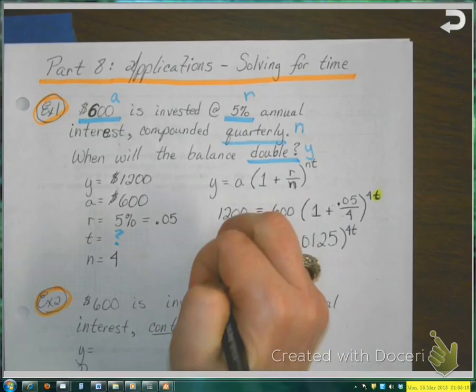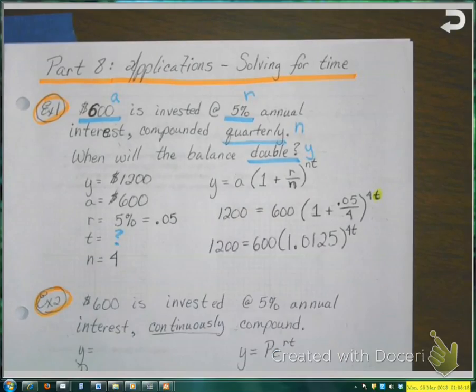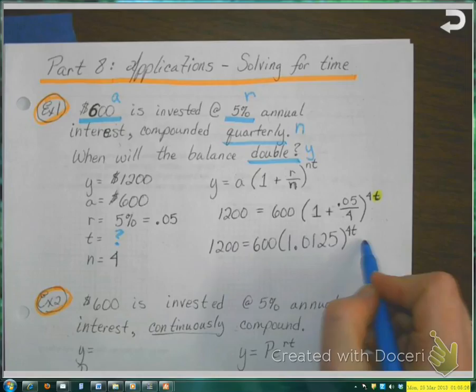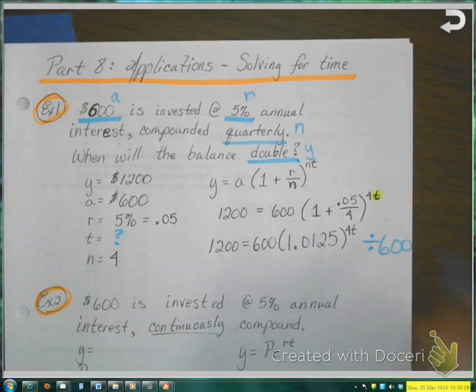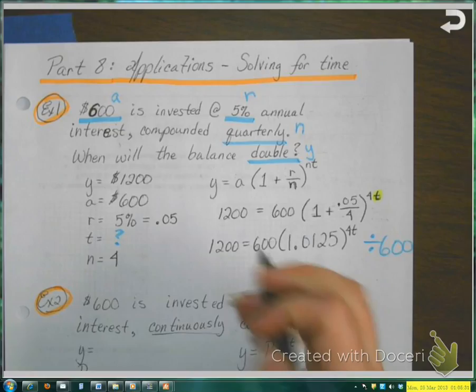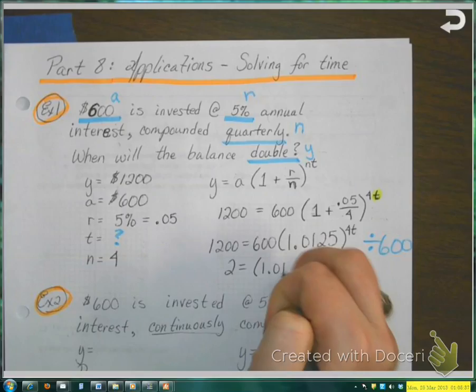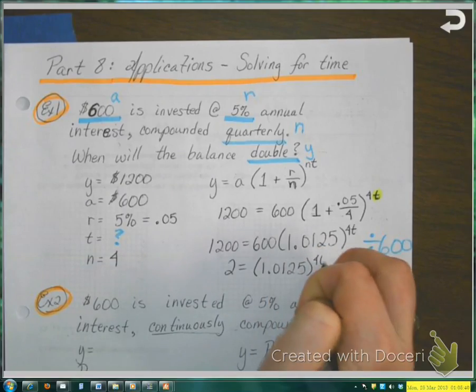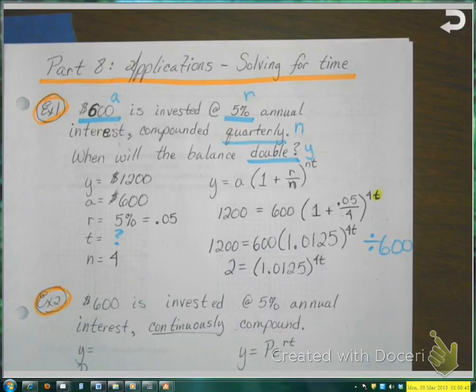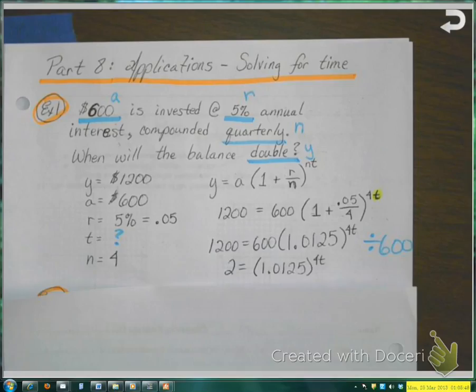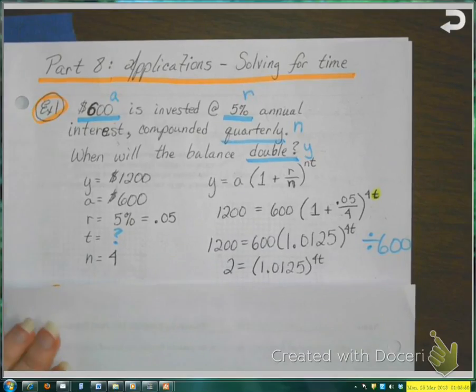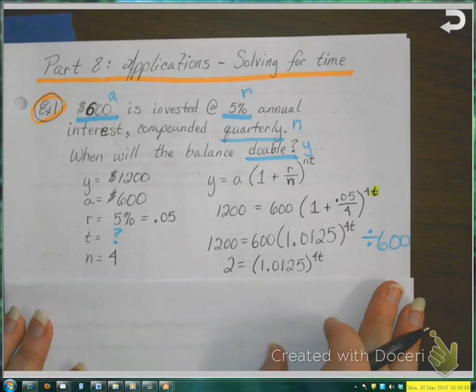Now, I need to get t by itself. The first thing I can get rid of is whatever's in front of the parentheses. How would we get rid of the 600? Divide by 600. So when you divide by 600, 1,200 divided by 600, 2. That should be easy. Okay. Now here comes the fun part. Notice what I'm looking for is in the exponent. That means I have to turn it into a log.